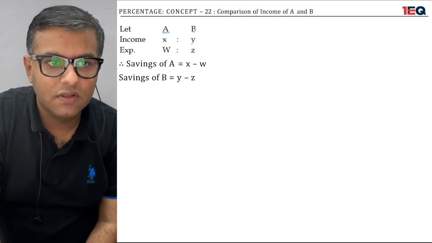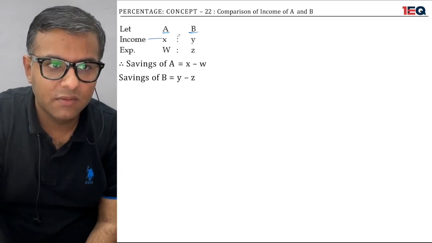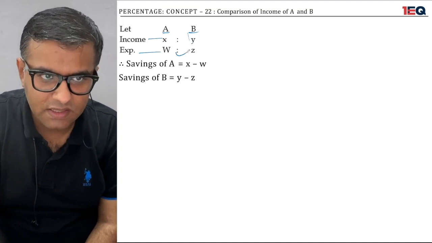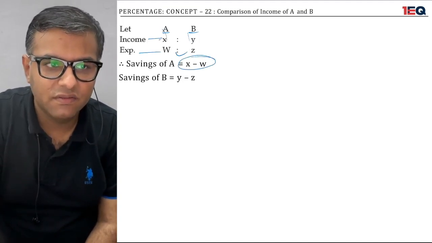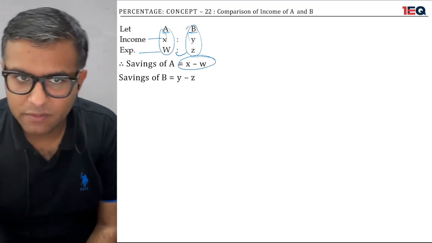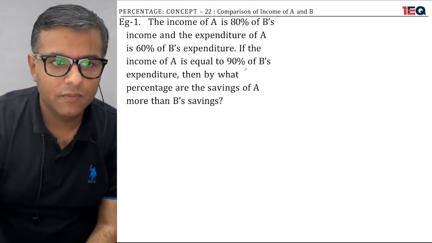Now there is a very small concept: there is some income of A, some income of B, and there is some expenditure of A and some expenditure of B. What is the savings of A? The difference between these. What is the savings of B? The difference between these. You'll have to solve the question and you'll get to know what I'm talking about.